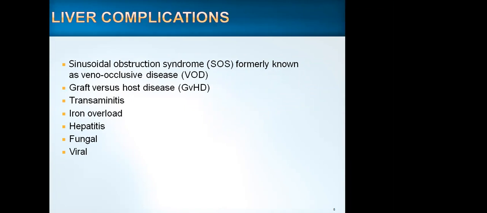So in SCT, the complications we usually see include sinusoidal obstruction syndrome, also known as VOD, veno-occlusive disease. Generally, we see a lot of cases in the post-transplant period, and also graft-versus-host disease, liver GVHD, transaminitis, iron overload, hepatitis, and fungal and viral complications of the liver.